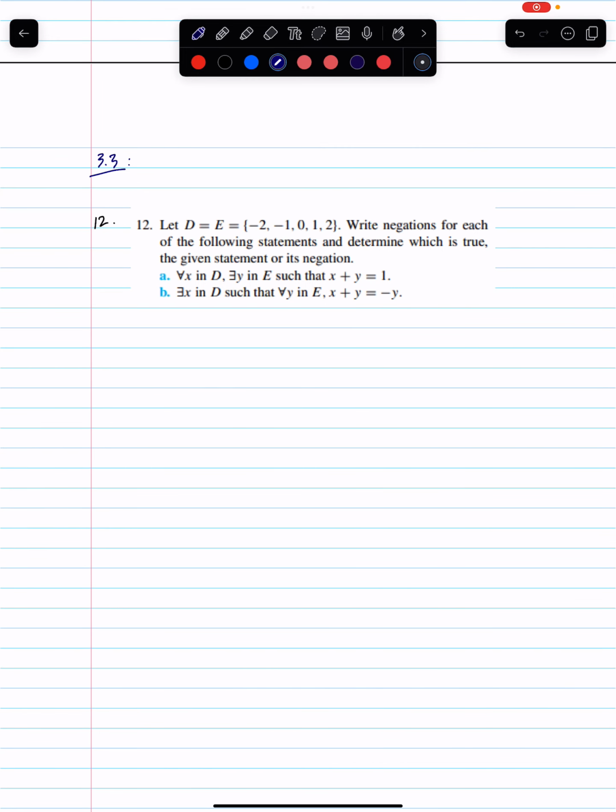Okay, so it defines two sets D and E, which are equal to each other, where D and E both contain the following elements. And we want to write negations for each of the following statements, and determine which one is true, the statement or its negation. So we'll start with A.